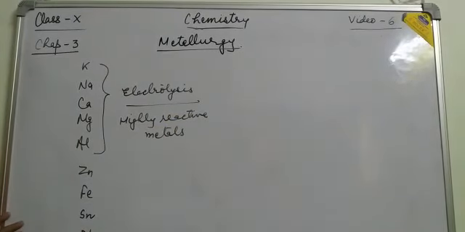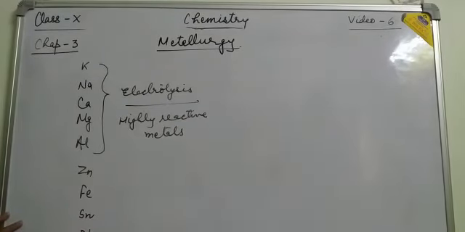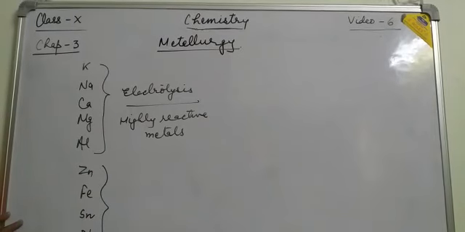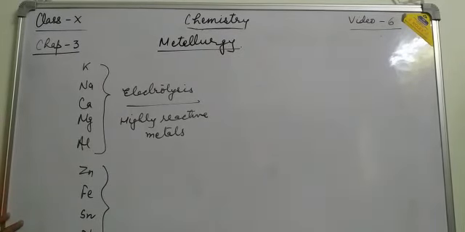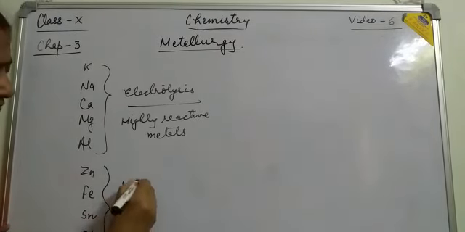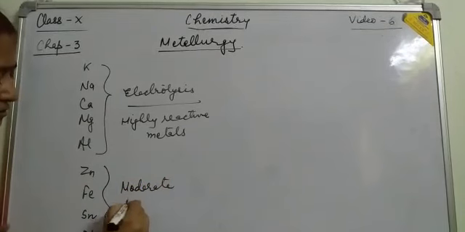Zinc, iron, tin, lead, copper: these metals are extracted by various metallurgical processes. Hydrogen acts as a metal as well as a non-metal. We can use hydrogen as a reducing agent in the reduction process. So in the reactivity series, up to copper, we can use various metallurgical processes. These are moderately reactive metals.